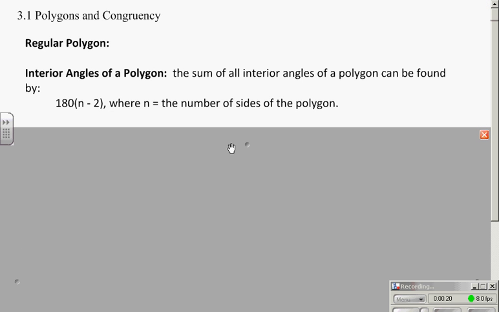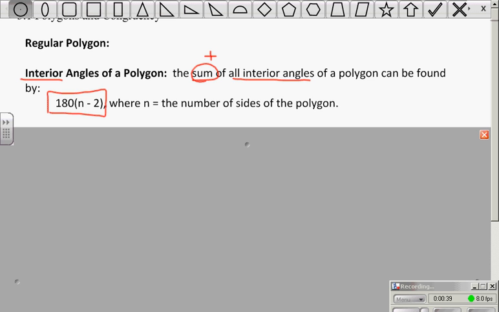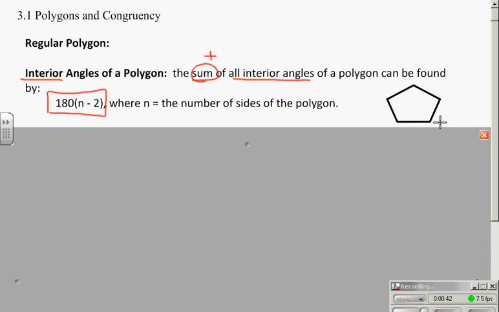And we're going to start with the fact that the interior angles, the inside angles of a polygon, can be found by the sum, we're going to add them, of all the interior angles. And we have this nifty little formula of 180 times n minus 2, where n equals the number of sides of the polygon. If we look at a polygon, and let's say I've forgotten the formula, I can divide this polygon into triangles and multiply the number of triangles to get the number of sides.